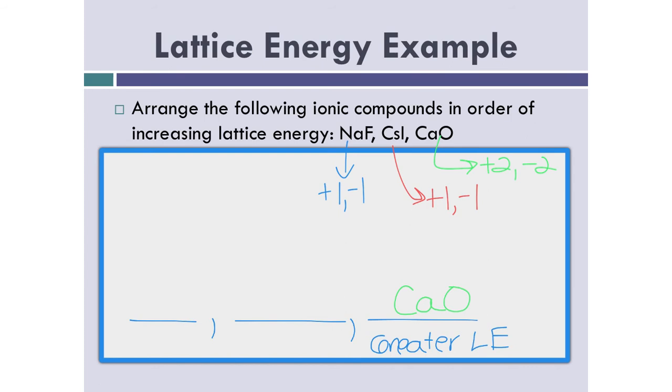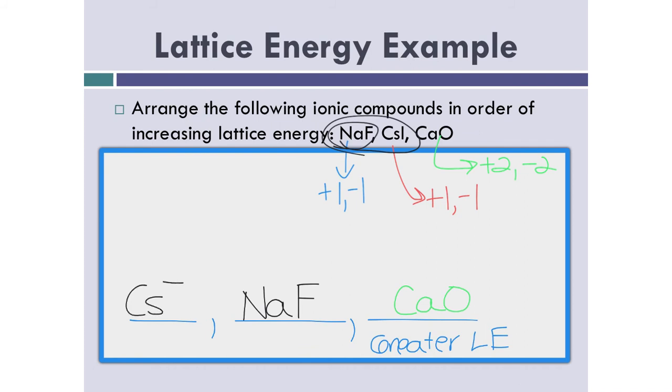All right, the tiebreaker between our two that are both +1 and -1 is going to be atomic radius. Sodium and fluoride are going to be smaller ions than cesium and iodide. So since these two are going to be smaller, they are going to be able to get in closer to each other. So less distance between the ions equals a greater attraction between the two ions. So greater Coulomb forces, greater lattice energy.